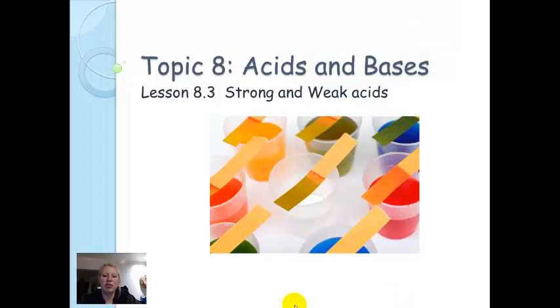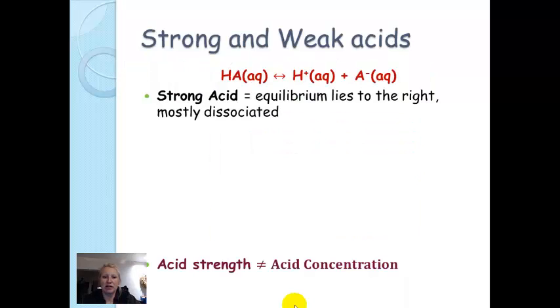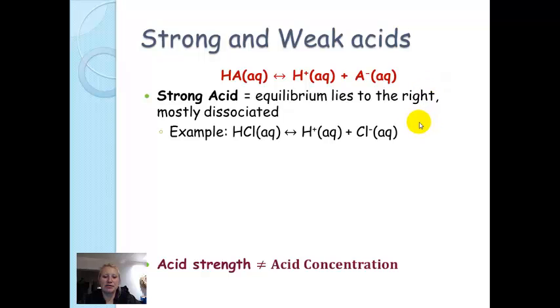This is lesson 8.3, strong and weak acids and bases. So strong and weak acids, what is the difference? Well, if this is our acid, and it can be any acid, HA, that's dissociating into H+ and A- ions, a strong acid is one where the equilibrium is going to lie to the right, meaning that it's mostly dissociated. It mostly forms H+ ions in solution.